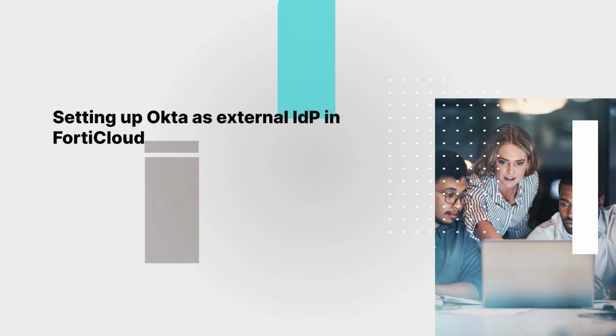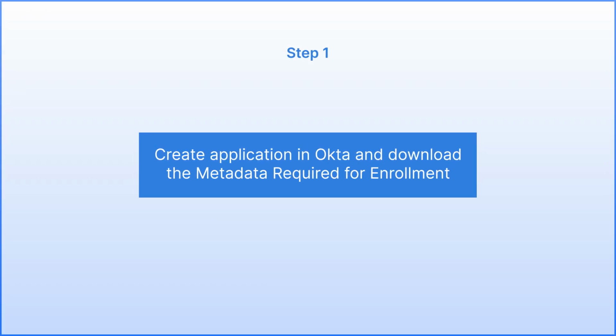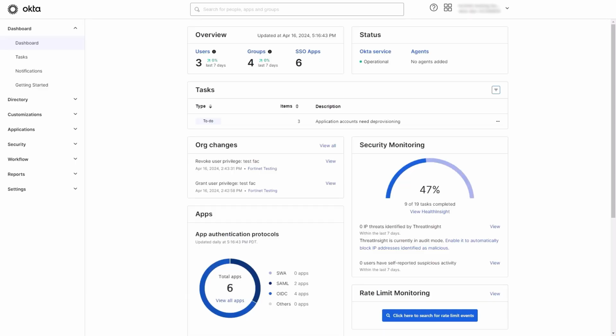Welcome to the External Identity Provider User Enrollment tutorial using Okta. Let's get started. Step 1. Let's start by creating a new application in Okta and download the metadata requirement for the enrollment.